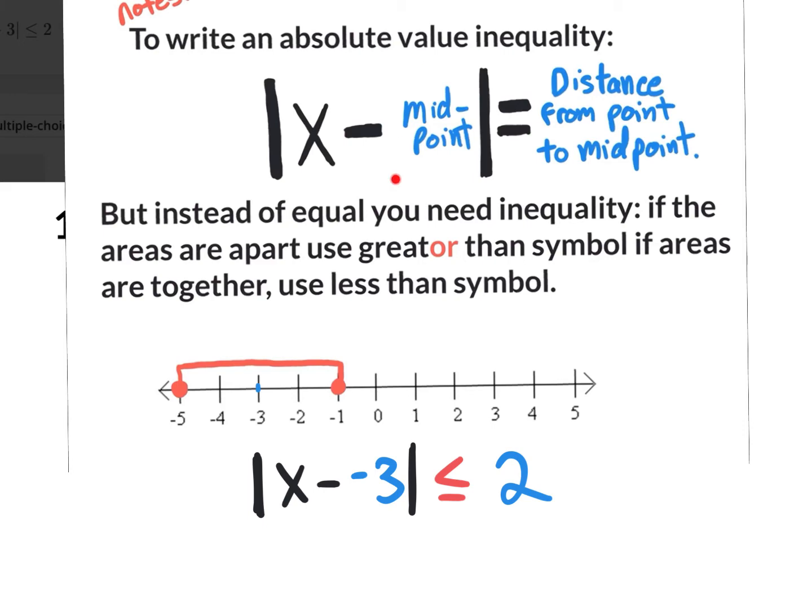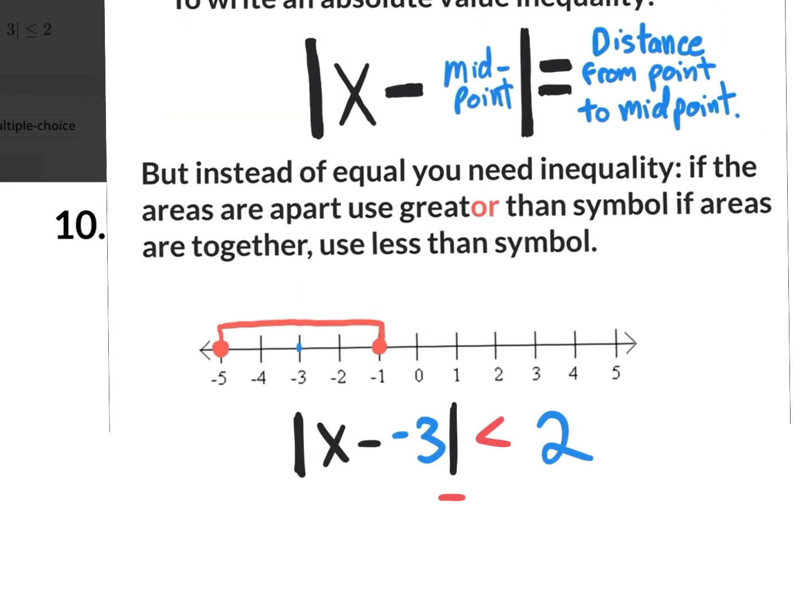So once again, here's your notes. |x minus a midpoint|, close absolute values. Instead of an equal sign, if the areas are apart, going that way or that way, you're going to put a greater than symbol. If they're between here and here, you're going to put a less than symbol. So that's why we put a less than. They are solid dots, so we put or equal to. And the distance from the point to the midpoint is 2. Okay? So there's your absolute value equation.